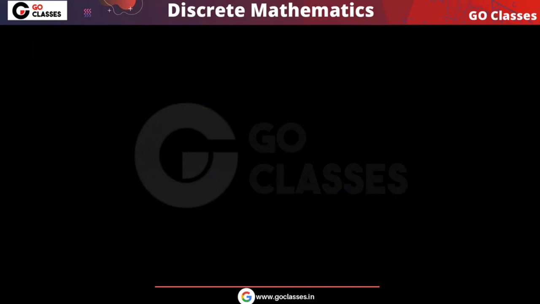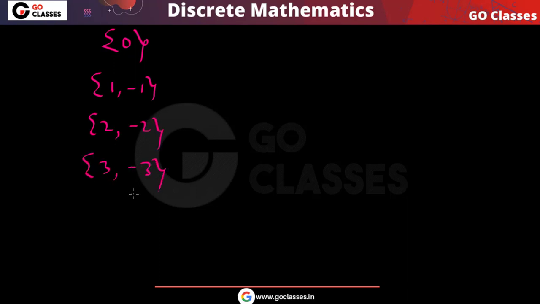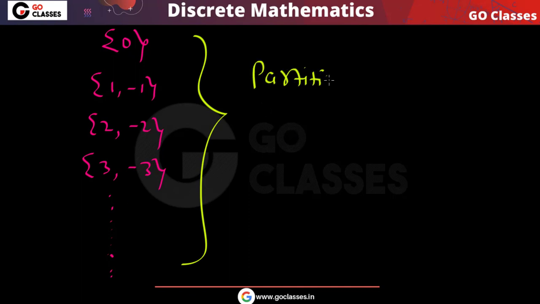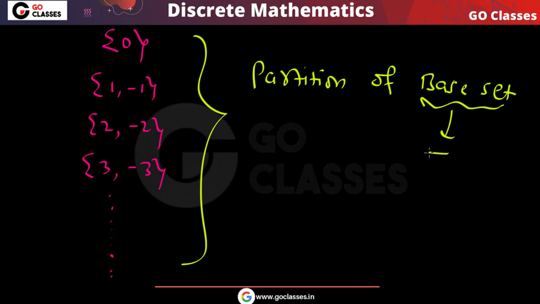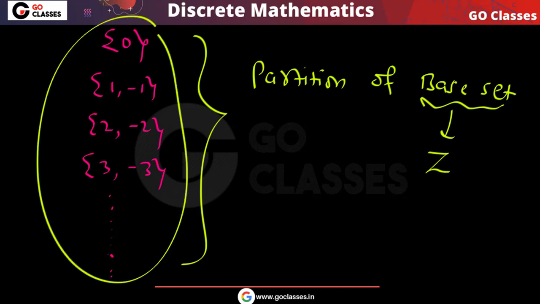So here in this question you can clearly see these are the equivalence classes. This is an equivalence class you got, this is another equivalence class you got, and so on. Like this you are getting the equivalence classes. If you notice all these equivalence classes, what you are getting is a partition of the base set. And what is the base set? You already know your base set is basically the set of integers. So this is basically a partition of the set of integers.